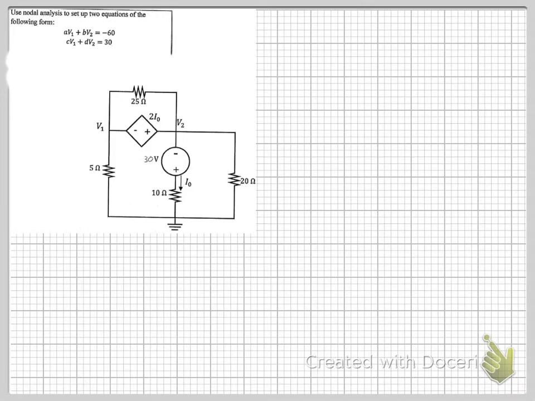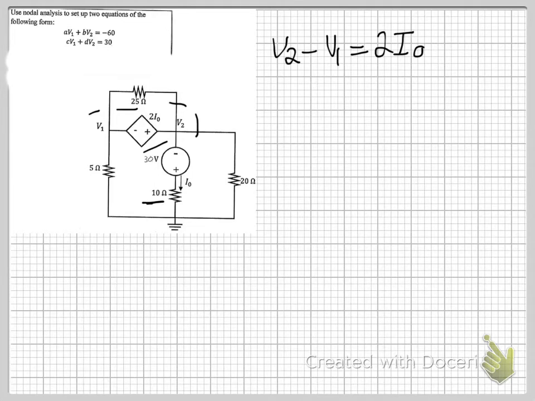The next question says, use nodal analysis to set up two equations of the following form. So by looking at this circuit, you will see that you have a supernode going on here. So V2 minus V1 is equal to 2IO, right? So what is this current IO? How can we calculate it? So the current IO is the current that is going through the 10 ohm resistor there.